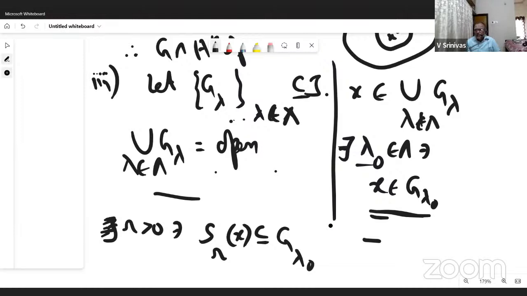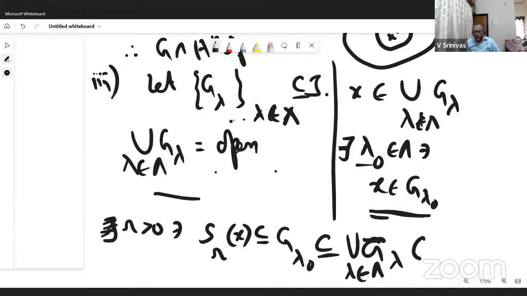And this G lambda naught is again a subset of this union, union of G lambda, lambda belongs to script lambda. This G lambda naught is one of these G lambdas, so it will be a subset of this union. That's how you are able to produce an open sphere centered at X such that this open sphere is a subset of this union. Therefore, this X becomes an interior point of this union. We started with a general point X of this union, and this general point has become an interior point of this union. Therefore, this union is an open set.